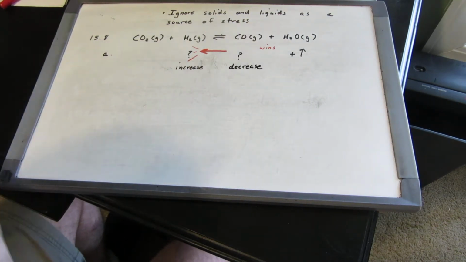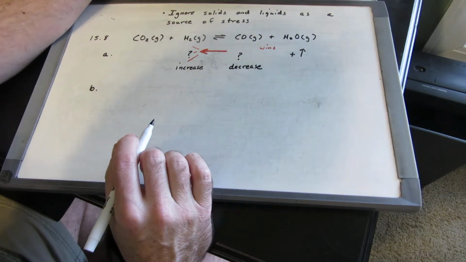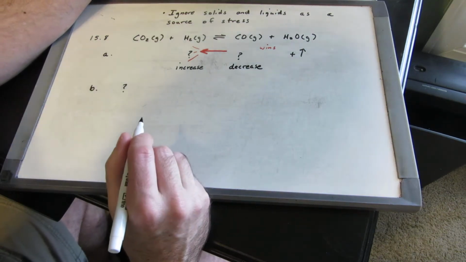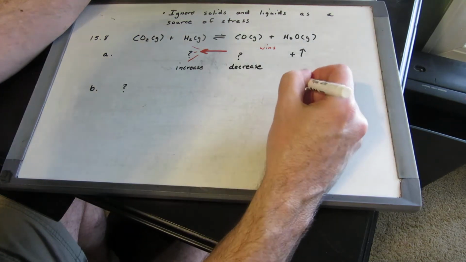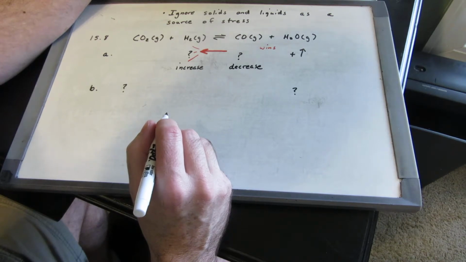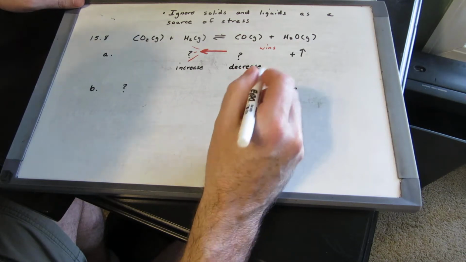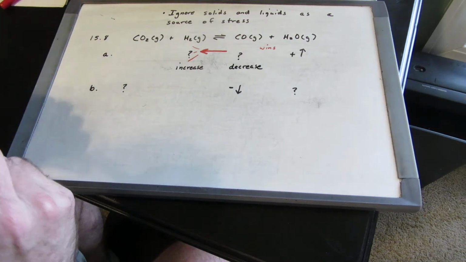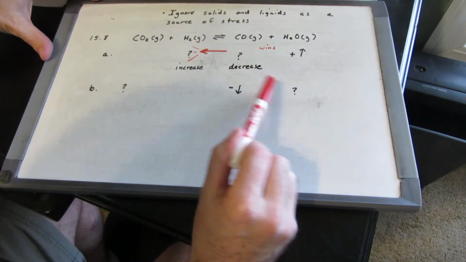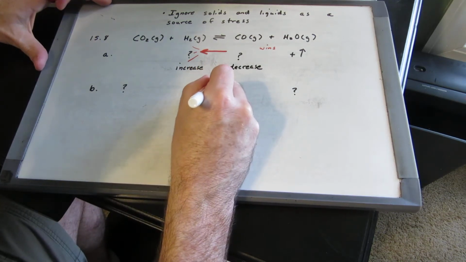All right, let's try another one. Part B says what will happen to the concentration of CO2, so I'm going to put a question mark there, and H2O, so let's put a question mark over here at H2O, if CO is removed. So I'm going to put a down arrow and a minus sign. If CO is removed, fewer collisions occur on the right side. So the left side will win.